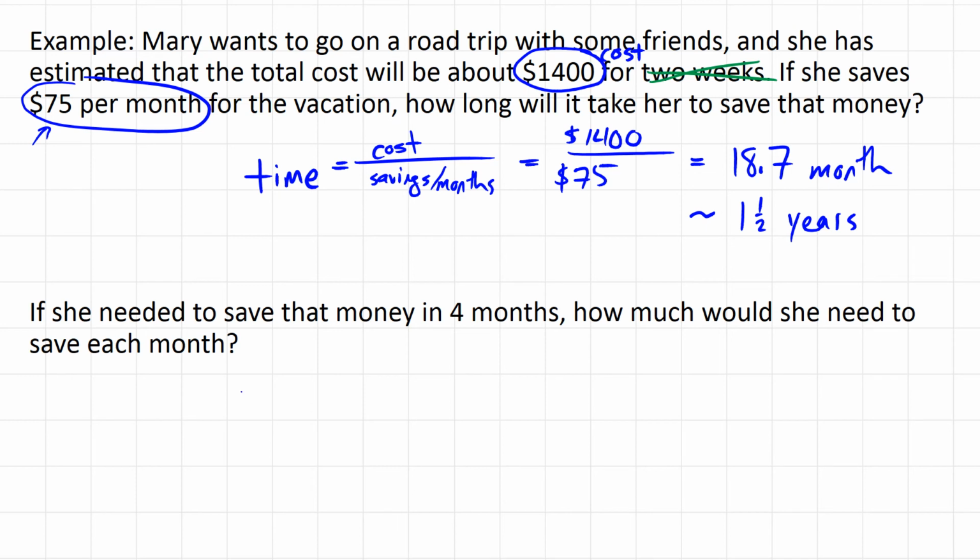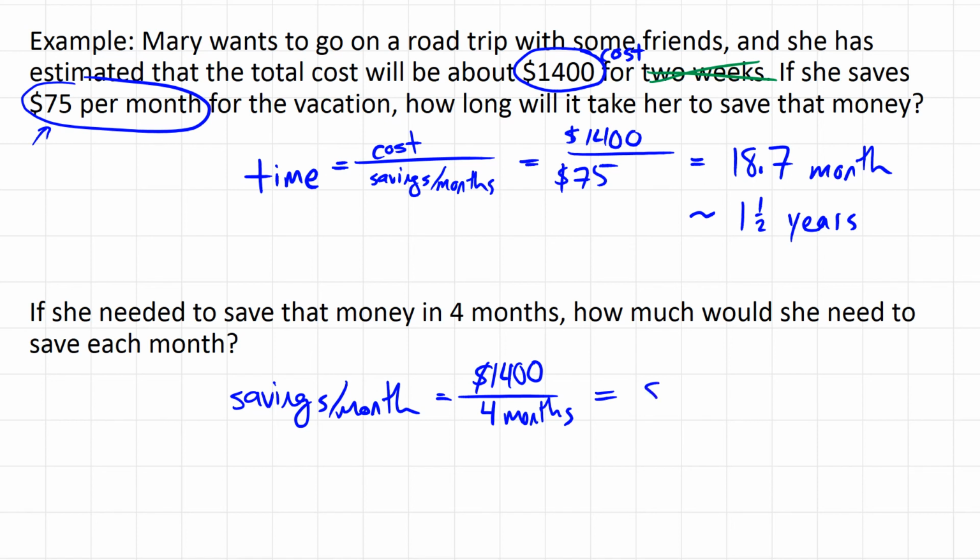So now we're doing a calculation that is again savings per month, and we would have to take the cost of that trip, $1,400, and divide it by 4 months, and then we'll get the dollars per month that she needs to save.